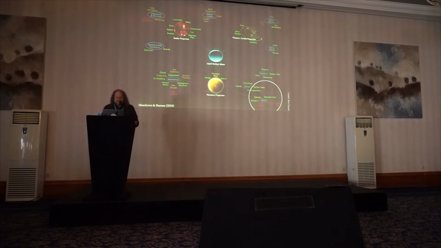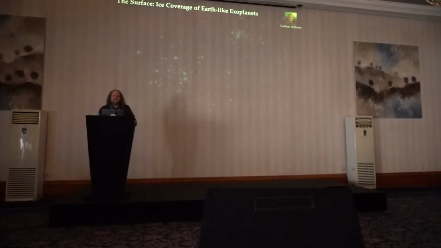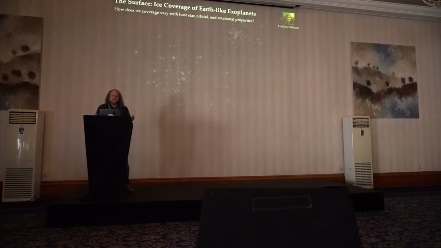All right, so moving on from the interior, we'll go up to the surface. And next we're going to talk about climates and ice coverage of Earth-like exoplanets. This is work that was led by an undergraduate, Caitlin Wilhelm, who has left academia for now, but she's left us with this great piece of work. And in particular, she was looking at this question of how does the ice coverage on an exoplanet vary due to host star orbital and rotational properties.